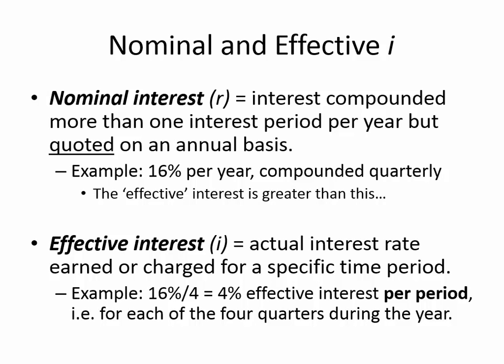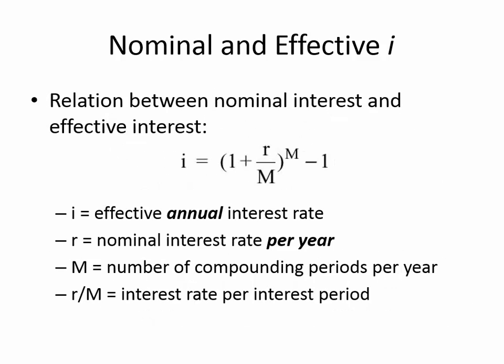Now, the effective interest is when you're looking at the actual interest rate earned or charged per time period. And so if you take the annual interest rate of 16% and divide it by 4, because there's 4 quarters in a year, then that would be 4% interest per period. And so effective is when it hasn't compounded yet.